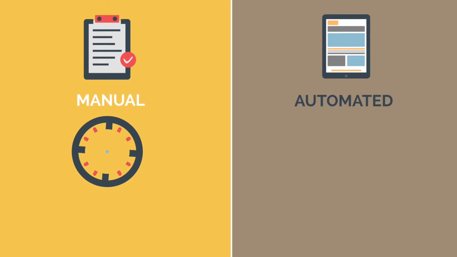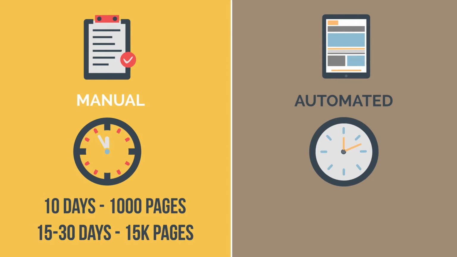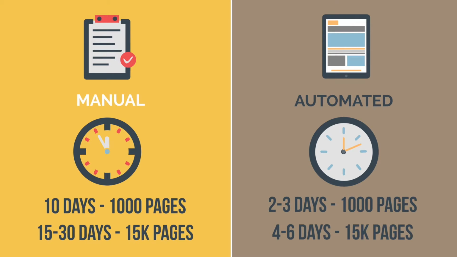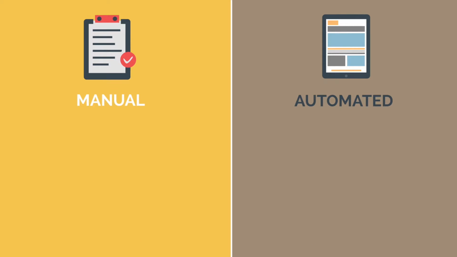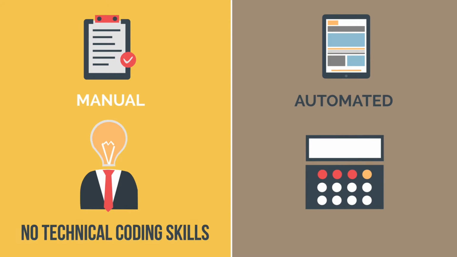Time for migration involved in manual content migration is approx 10 days for small sites and 15 to 30 days for bigger sites with up to 15,000 pages. While an automated content migration approach is more time efficient, it takes 2 to 3 days for small sites and 4 to 6 days for bigger sites. Manual content migration is more suited to plain content migration, with no technical or coding skills required, while the automated approach requires some amount of technical or coding skills.